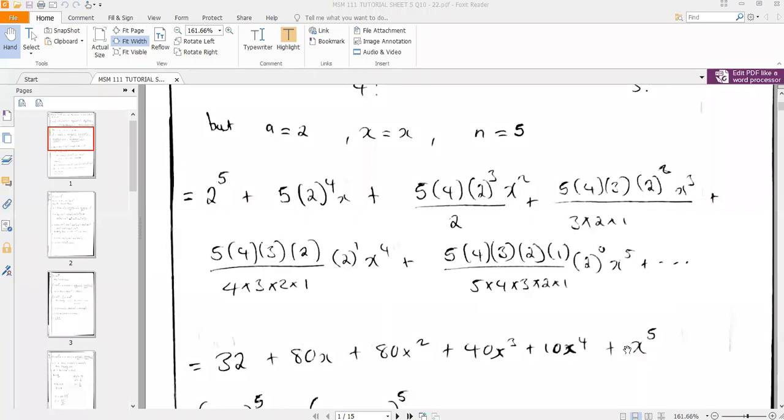Are we clear on how to expand this function? Question 10, any questions? Hello, is it clear for question 10? We proceed. Hello, is everyone clear?